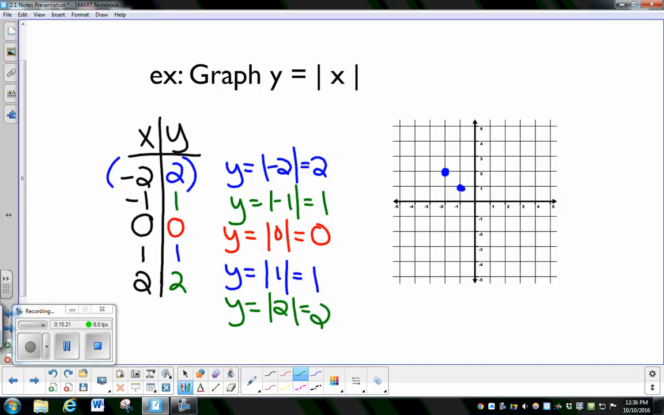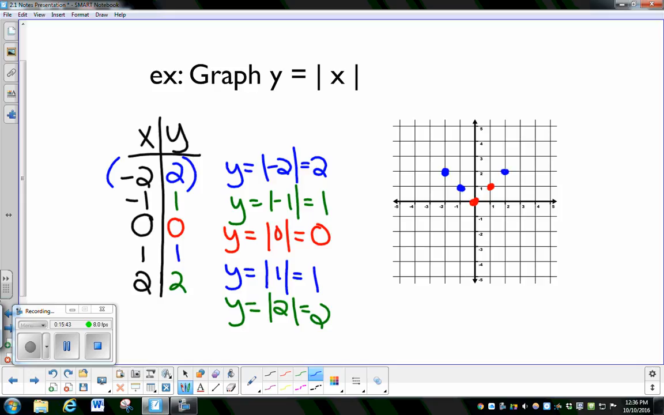I meant for that to be green. They're showing up blue. Now we're going to plot the point 0, 0. Remember, that's the origin right there in the middle. And then we'll plot the point 1, 1, so over 1, up 1. It really doesn't want to make any dots green, does it today? And then we're going to plot the point 2, 2, so over 2, up 2.